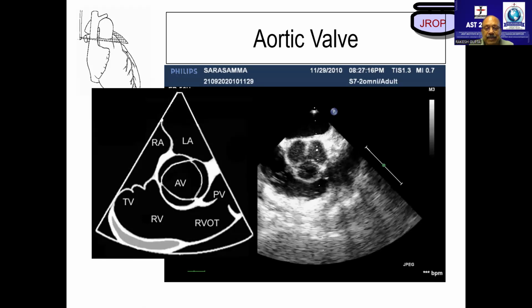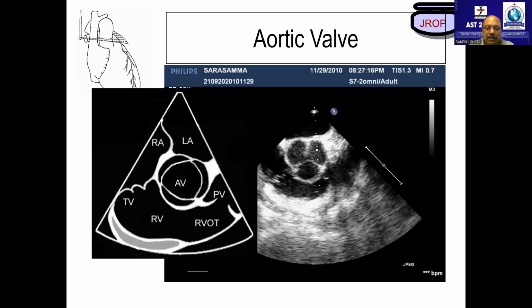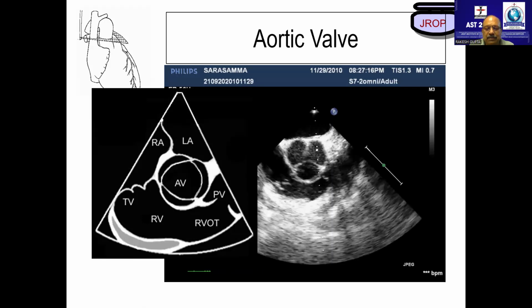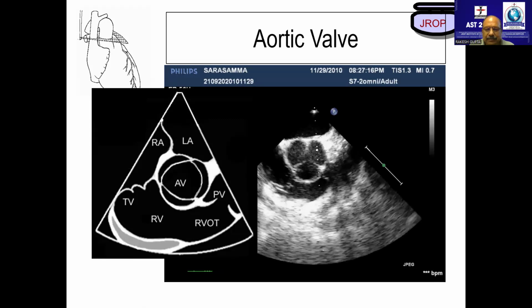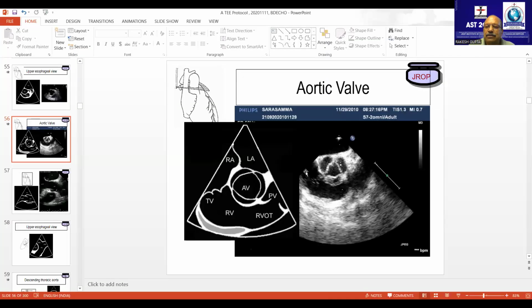Is it still stenotic, sir? No, it's normal. This wall? No. Normal. The resolution is so good that it looks a little bit thickened. Okay. So this is what the aortic valve looks like.